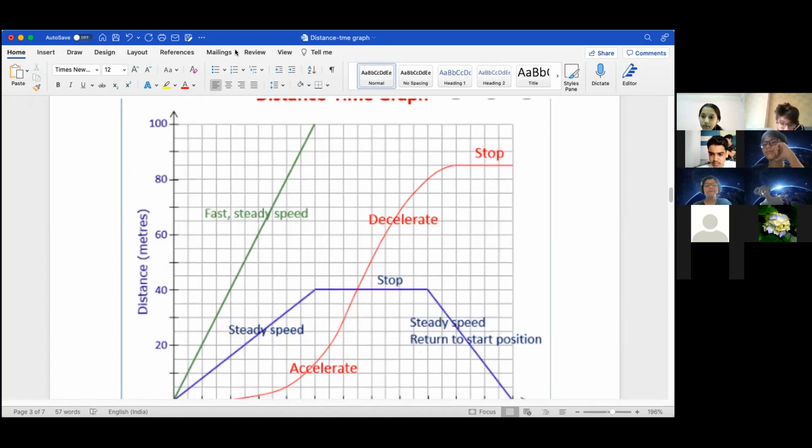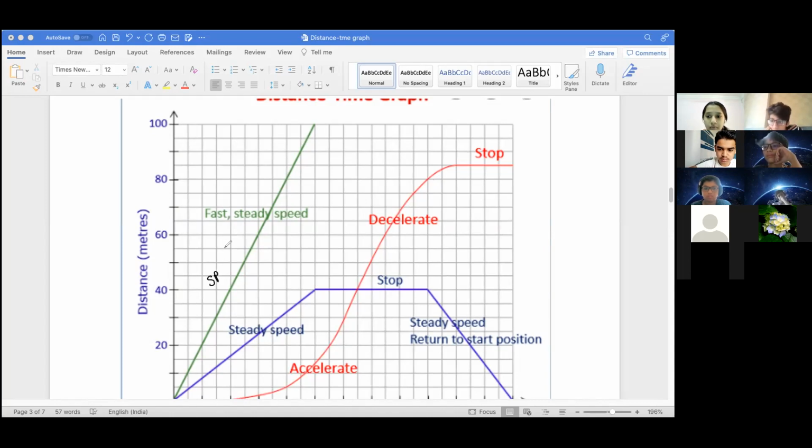Okay, that will be your homework. This is fast but steady speed. This is steady speed. This stops, and this is return to start position. This is accelerate, meaning speed increasing, and from here it starts decreasing, and here again a horizontal line, so stop. Okay, so what you have to find is the time.